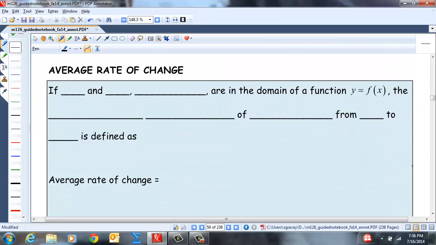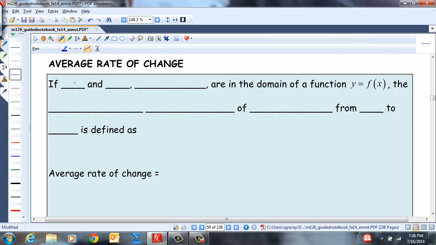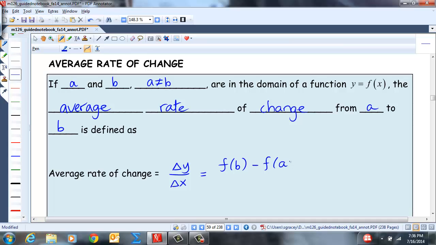Okay. The average rate of change. If A and B, where A is not equal to B, are in the domain of some function y equals f at x, the average rate of change from A to B is defined as the change in y over the change in x, which is equivalent to the function evaluated at B minus the function evaluated at A all over B minus A, and of course A is not equal to B.